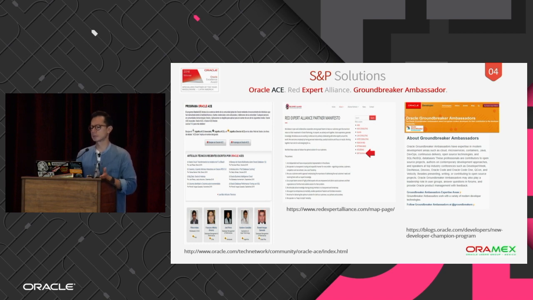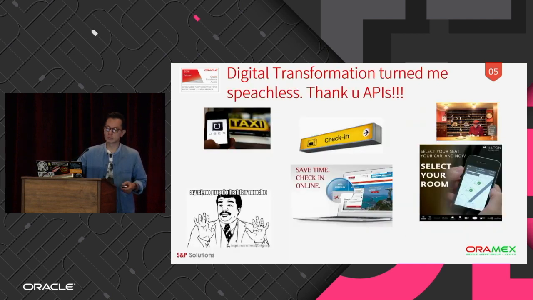The Oracle ACE program in specific is acknowledged community expert, so you can go to Google and search for Oracle ACE program, and you will get the requirements to be part of that group. The Groundbreaker Ambassador is kind of new. It has about 2 years now. It started in May 2017. But this program is by invitation. Oracle needs to invite you, and if you are doing those types of things about community and all that stuff, then you're definitely going to be part of this. So that's it. Let's move on to the presentation.